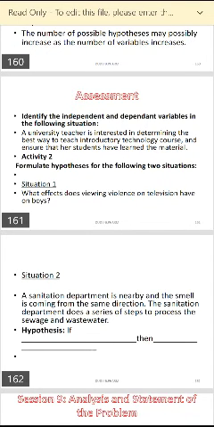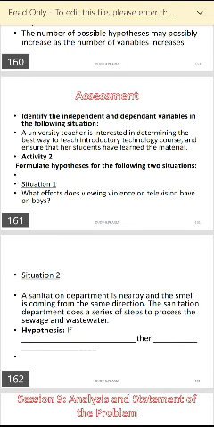Assessment. You should do this assessment on your own. Identify the independent and dependent variable in the following situation. A university teacher is interested in determining the best way to teach an introductory technology course and ensure that students have learned the material.